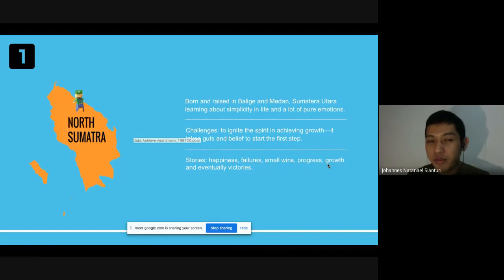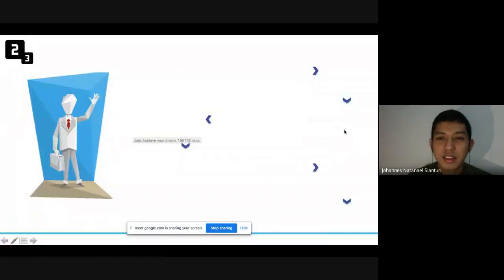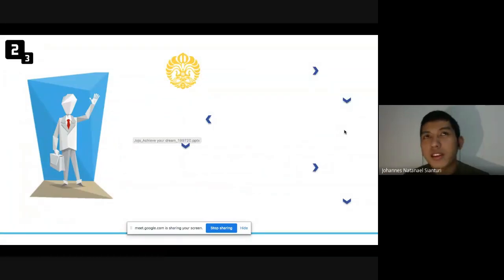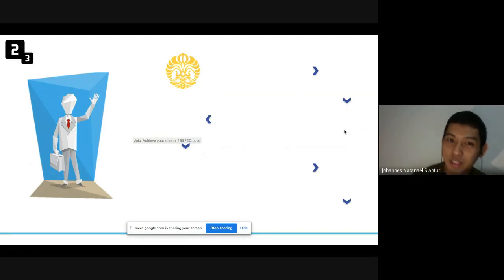And then moving forward to the second and the third phase. So I decided to move to Medan because my sisters and my brothers are there. My relatives are there as well. So I decided to move there for my senior high school.